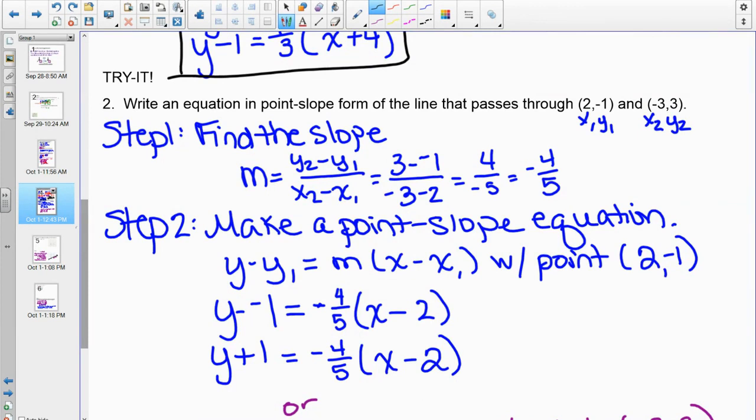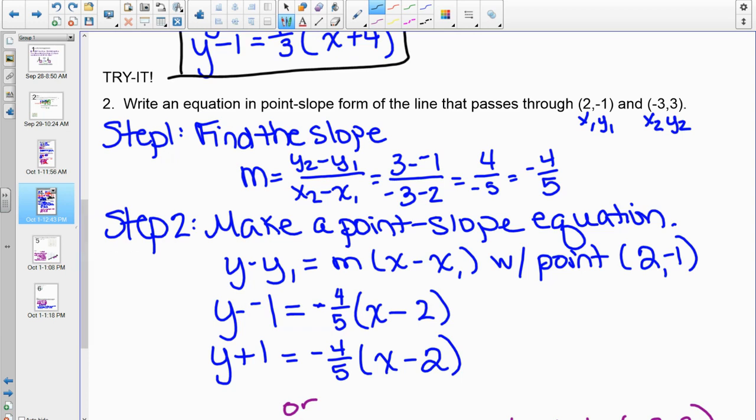So the blue, I have two of them because there'd be two equations depending on which point you pick. So the first one is find the slope. You use that same equation that we keep using, y2 minus y1 over x2 minus x1. So you can see that I plugged in 3 minus a -1, -3 minus 2. You get 4 over -5, which equals -4/5. So that is my slope that I'm going to use.